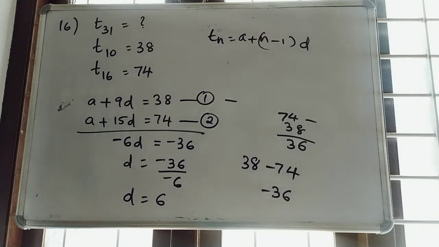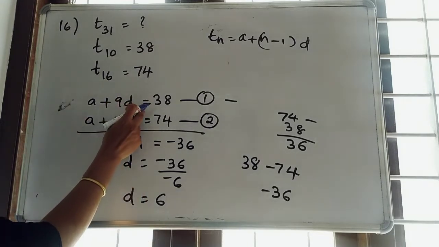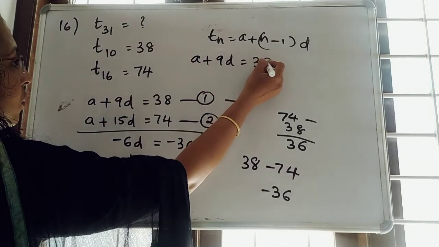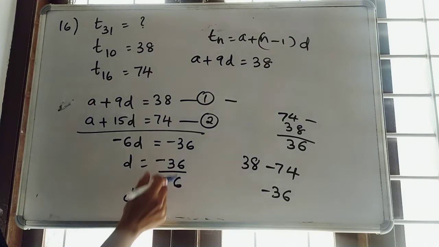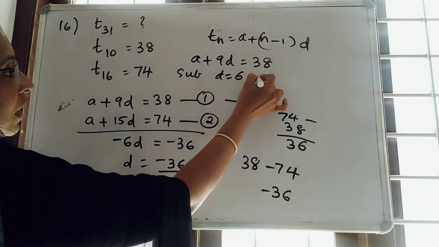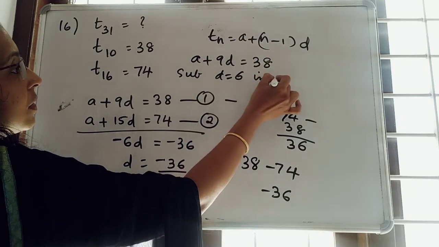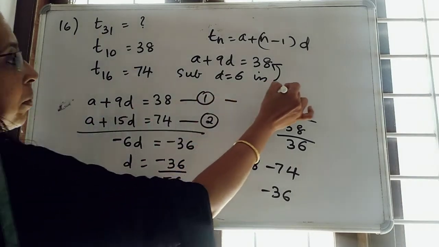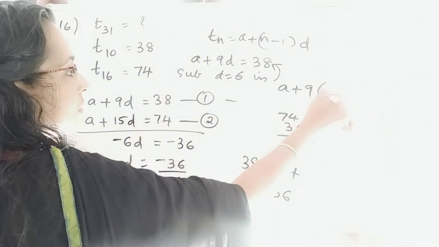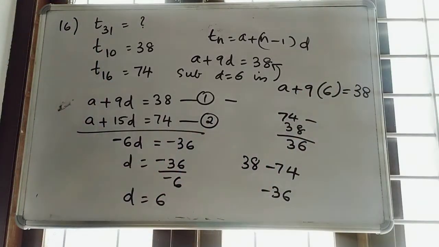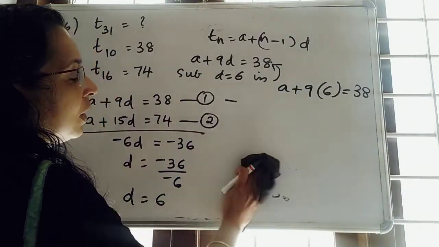A plus 9D, first equation. So substitute D is equal to 6 in the first equation. We will get what? A plus 9D is equal to 38 will become, with D as 6, A plus 9 into 6 is equal to 38.